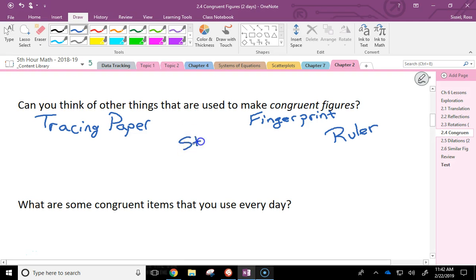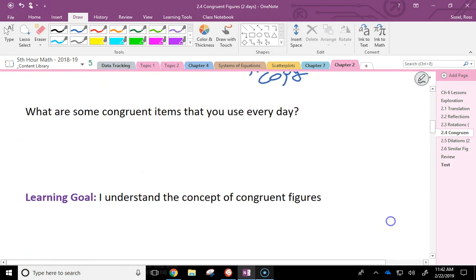So I like how we're thinking outside the box there. If you think about a stapler, every time I staple, the staples come out and it makes the staples the exact same. Yeah, I was waiting for someone to come up with that. A printer or like a copier. I'm going to skip that one.